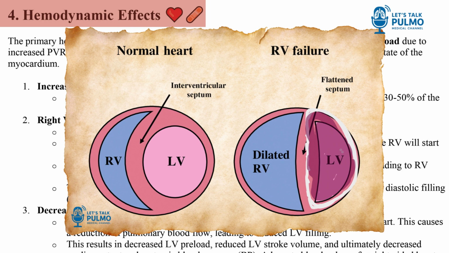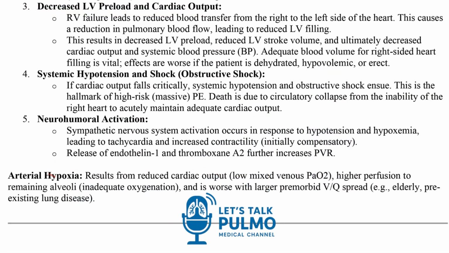If pulmonary artery pressure acutely jumps above, say, 40 millimeters of mercury, the right ventricle is really at high risk of failing. And if the right ventricle does start to fail, what's the knock-on effect for the rest of the body's circulation? Well, if the RV can't effectively pump blood through the lungs, then less blood gets back to the left side of the heart. This means reduced left ventricular preload, less blood filling the LV before it pumps. Consequently, the cardiac output, the amount of blood the heart pumps out each minute, drops.